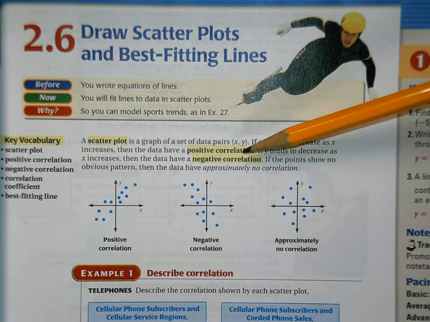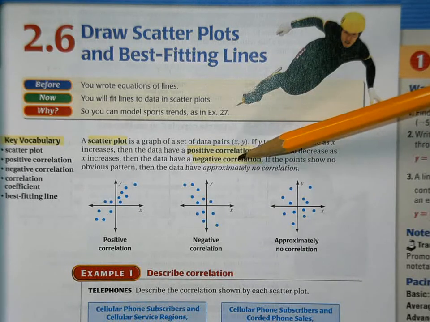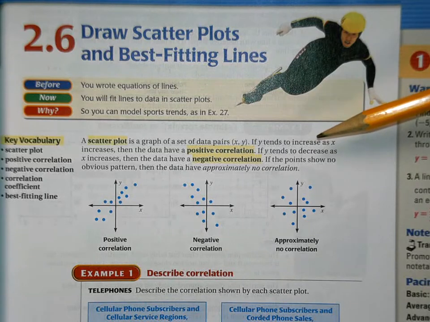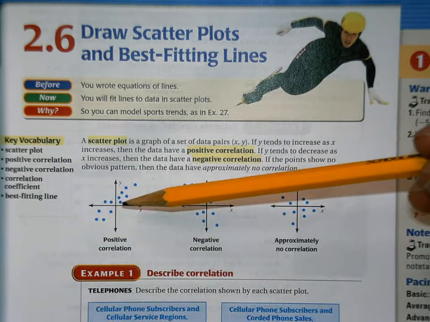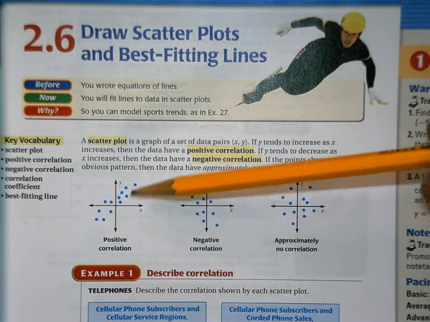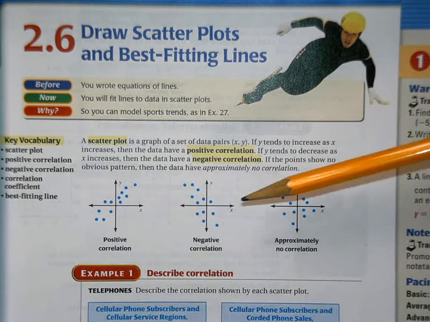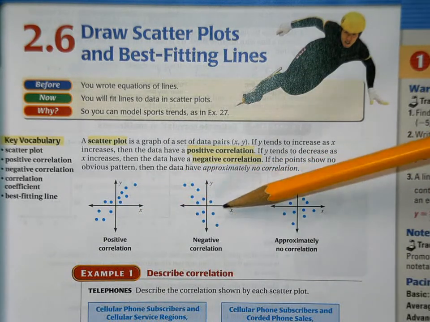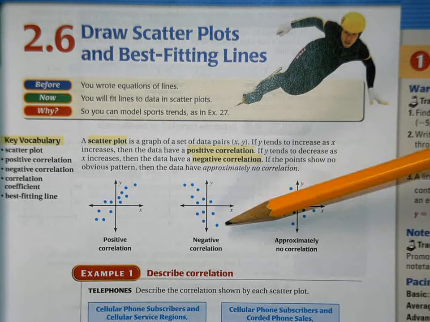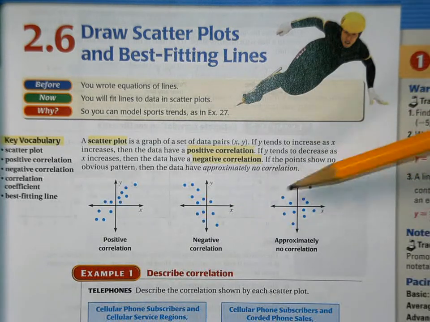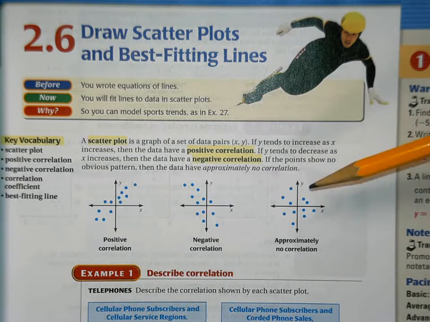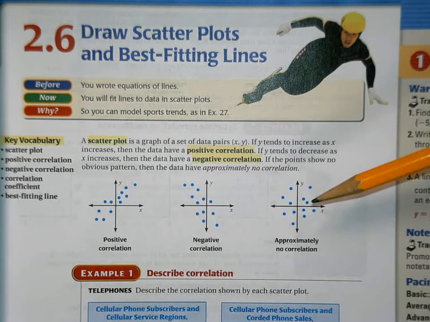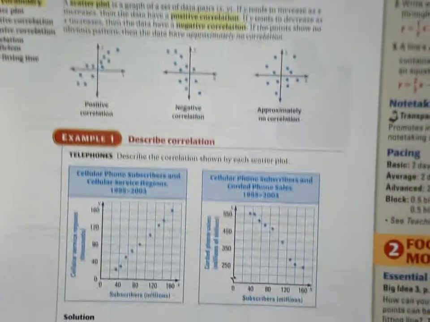So we also have the difference between a positive correlation and a negative correlation. So if y increases as x increases, the data has a positive correlation. You can see in this first one here, as my x values increase, my y values increase. The data has a positive correlation. Negative correlation, as my x values increase, my y values decrease. And then this one shows approximately no correlation, because you can't tell as x increases whether y is increasing or decreasing. It's rather scattered.